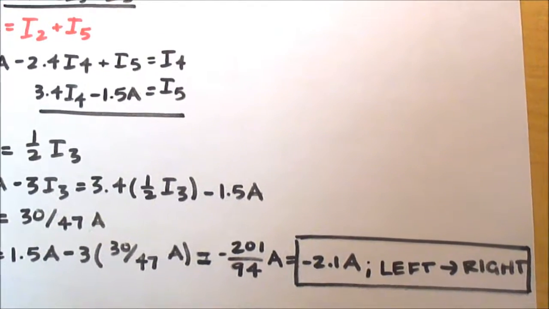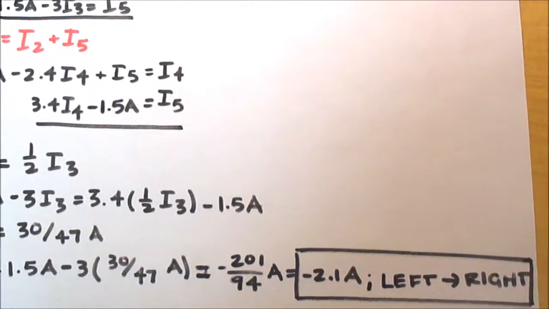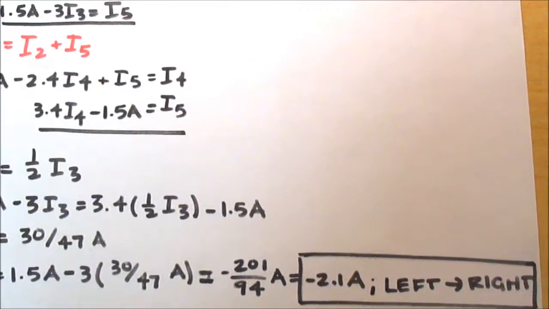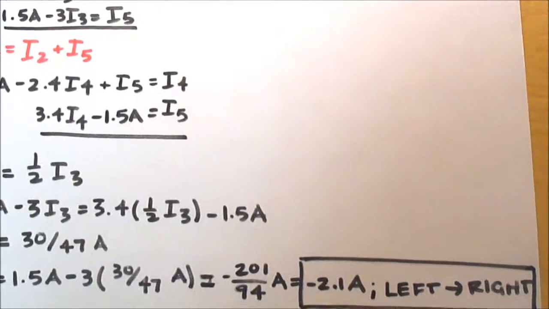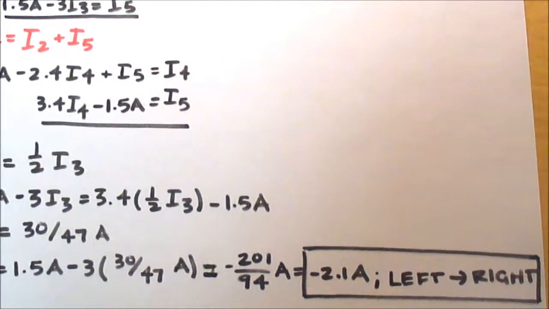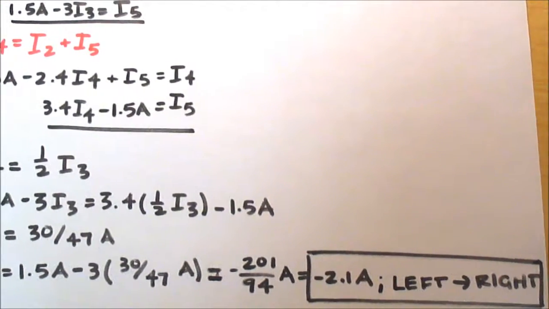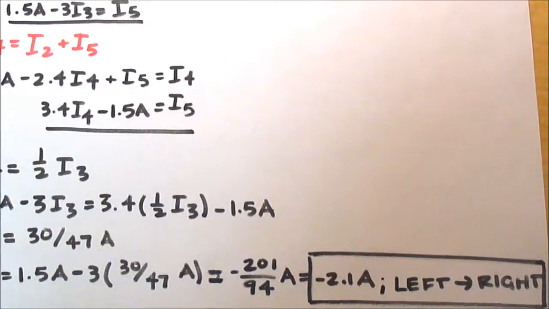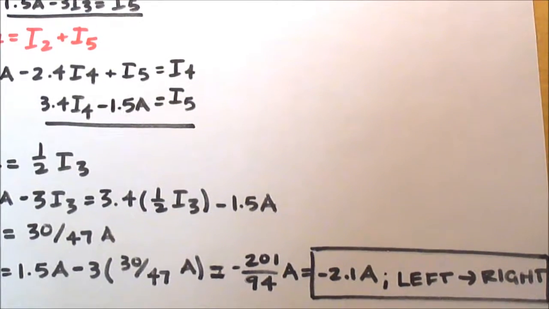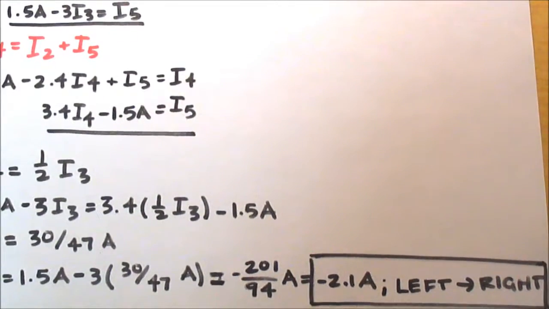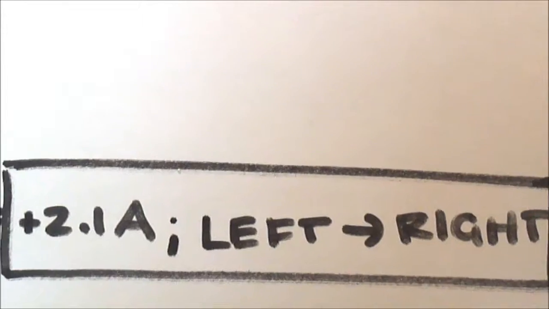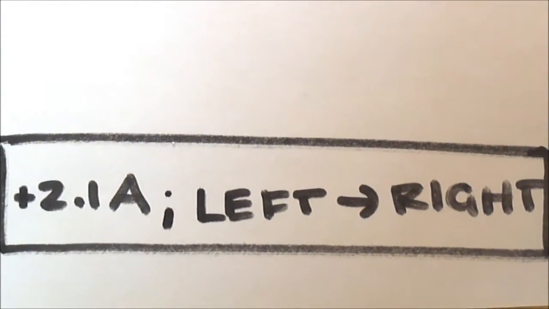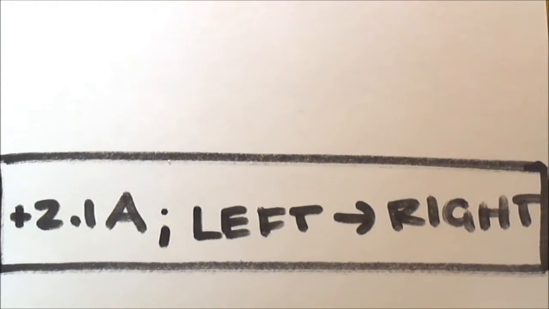Now once we solve for I5, you should get that the current along the bottom wire is negative 2.1 amps. In reality, current can't be negative, so our actual answer is positive 2.1 amps. The negative simply means that it's traveling opposite from the direction that we initially drew. So it should be traveling in directions from left to right. Our final answer should be positive 2.1 amps traveling from left to right.